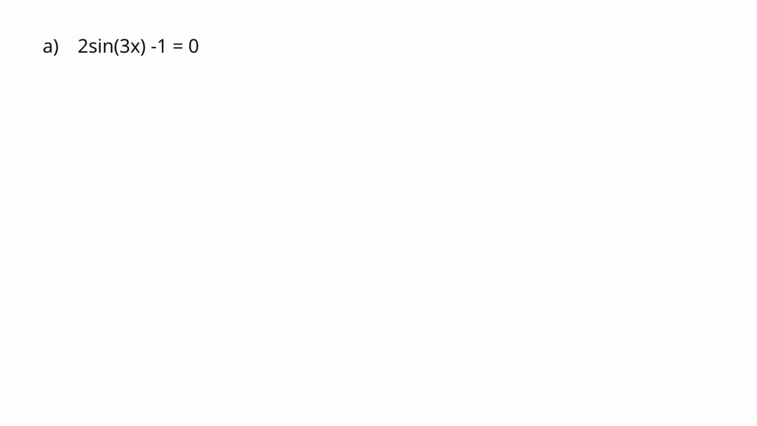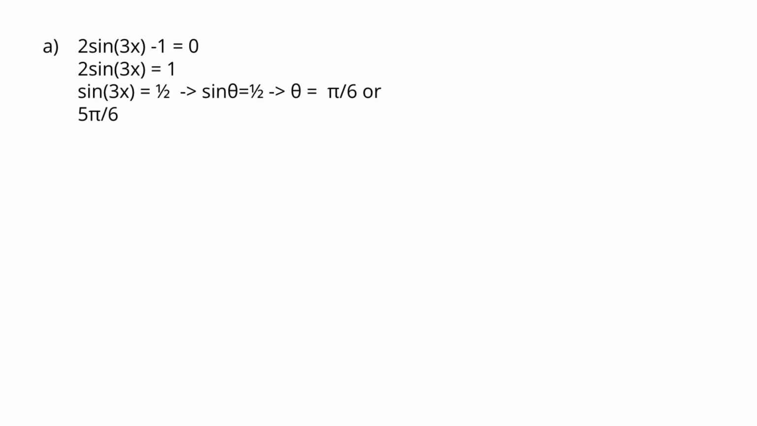Problem 2. Starting off with 2 sine 3x minus 1 is equal to 0. We move that 1 over, and so we get 2 sine 3x is equal to 1. Since sine 3x is equal to 1/2, a sine angle that's equal to 1/2 is equal to pi over 6, or 5 pi over 6.